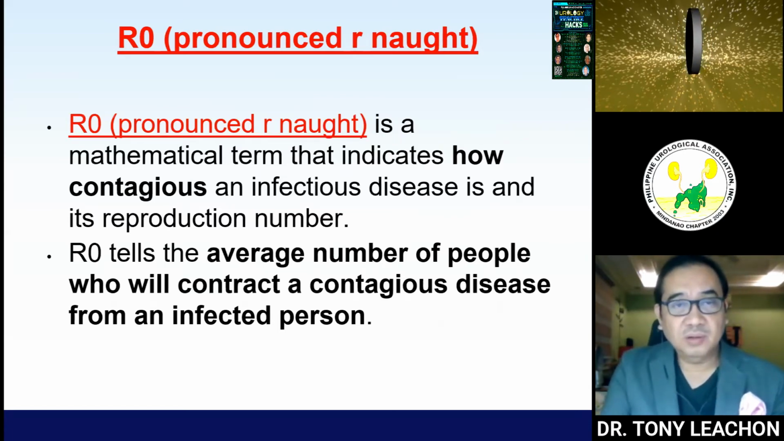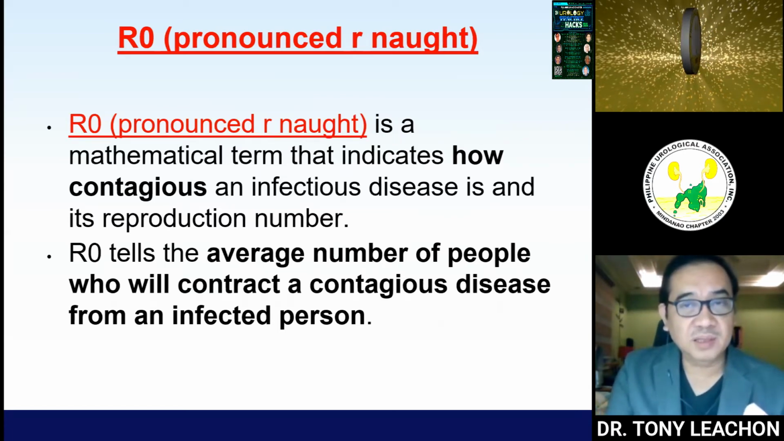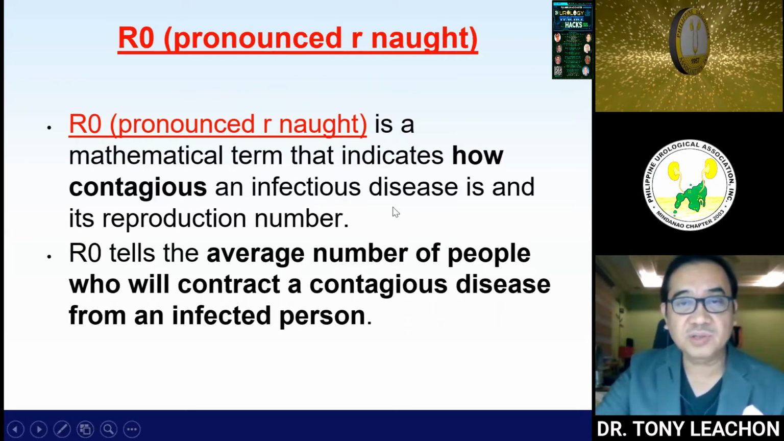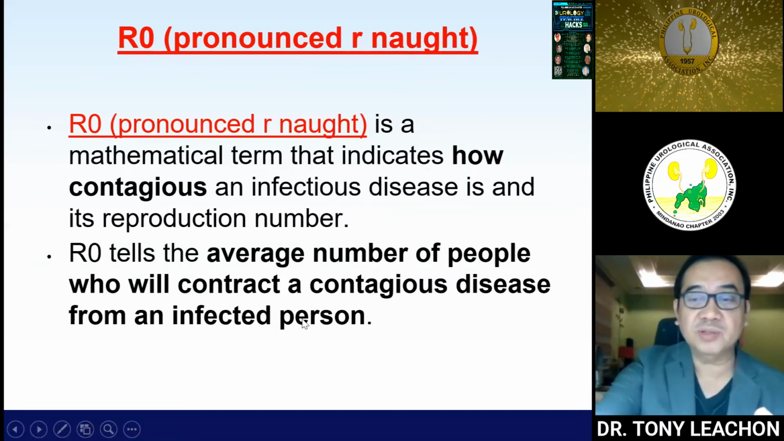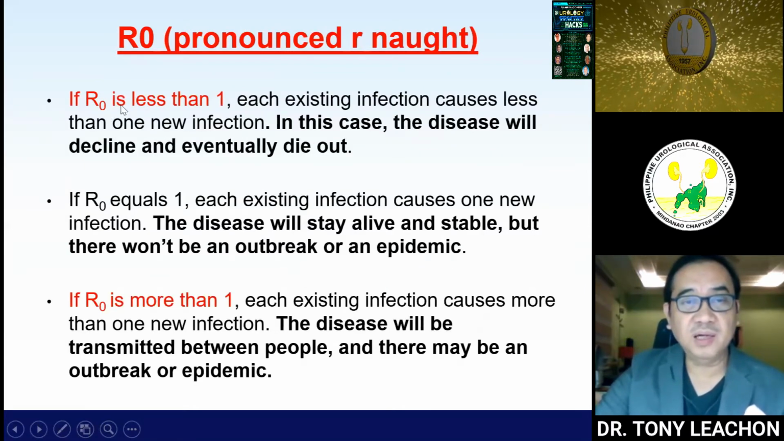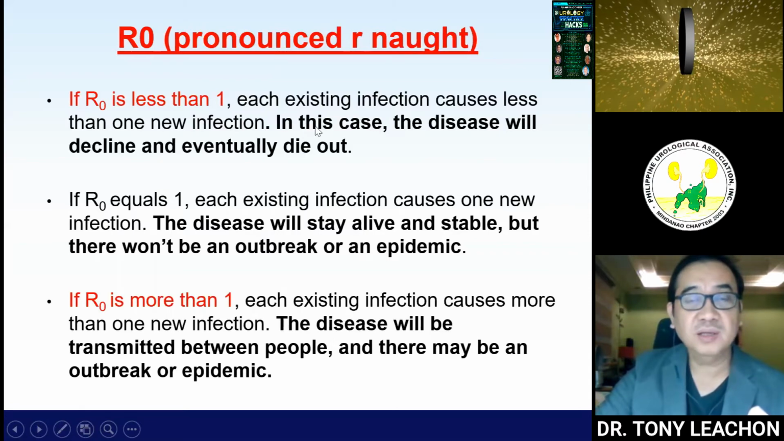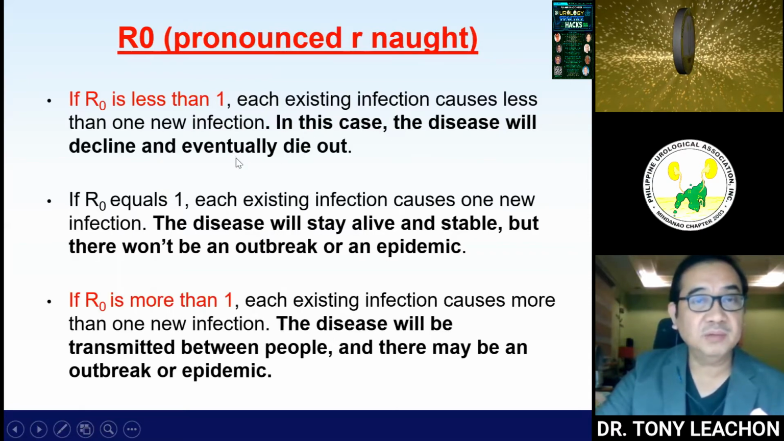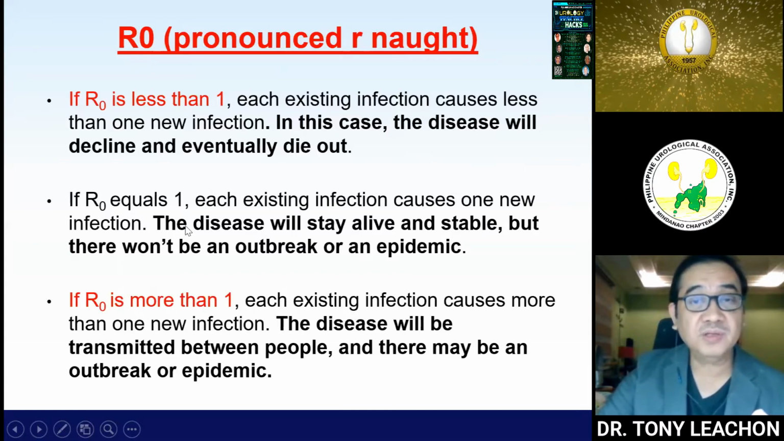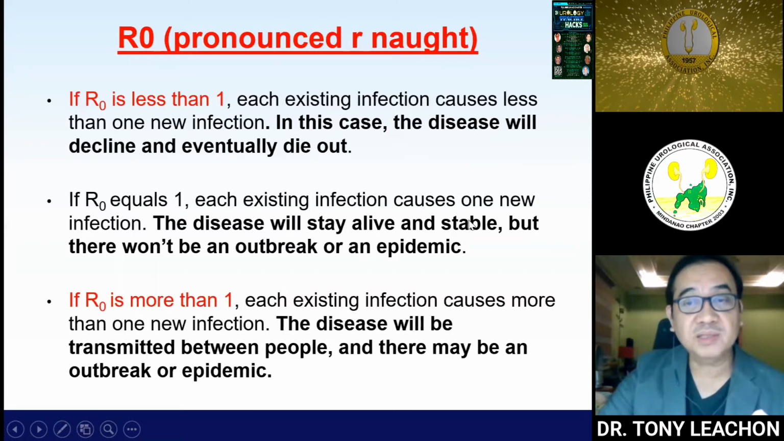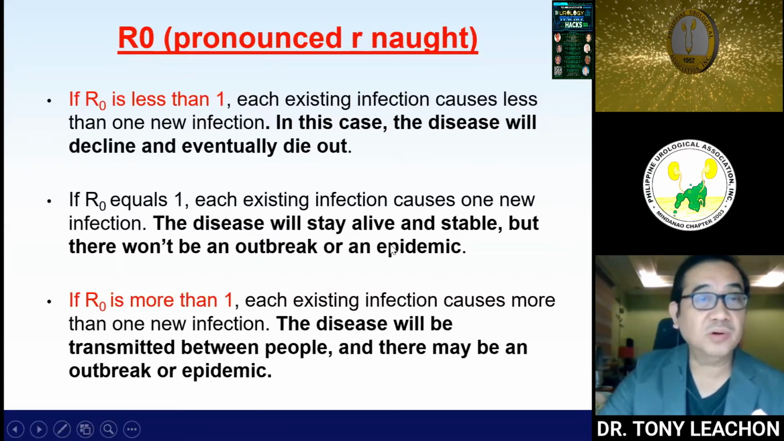The R-naught, or R0, is a mathematical term that indicates how contagious an infectious disease is. R0 tells the average number of people who will contract a contagious disease from an infected person. Thus, if R0 is less than 1, each existing infection causes less than 1 infection, and in this case, the disease will decline and eventually die out. When R0 equals 1, each existing infection causes only 1 new infection. The disease will stay alive and be stable, but there won't be an outbreak or an epidemic.